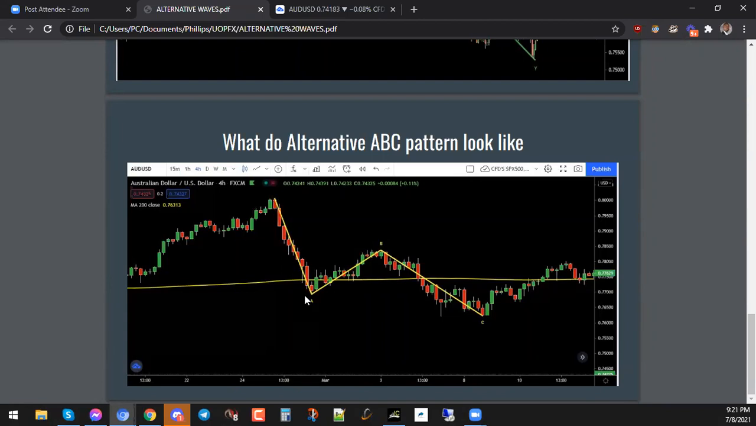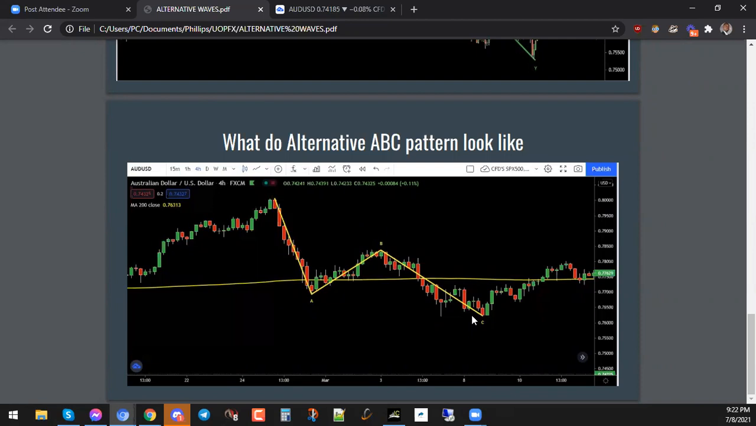The next difference is the first wave, the A wave, is longer than the C wave. Okay? So that is another quality that allows us to consider them to be alternating waves, where the A wave is long, the C wave is short, or the A wave is short and the C wave is long.